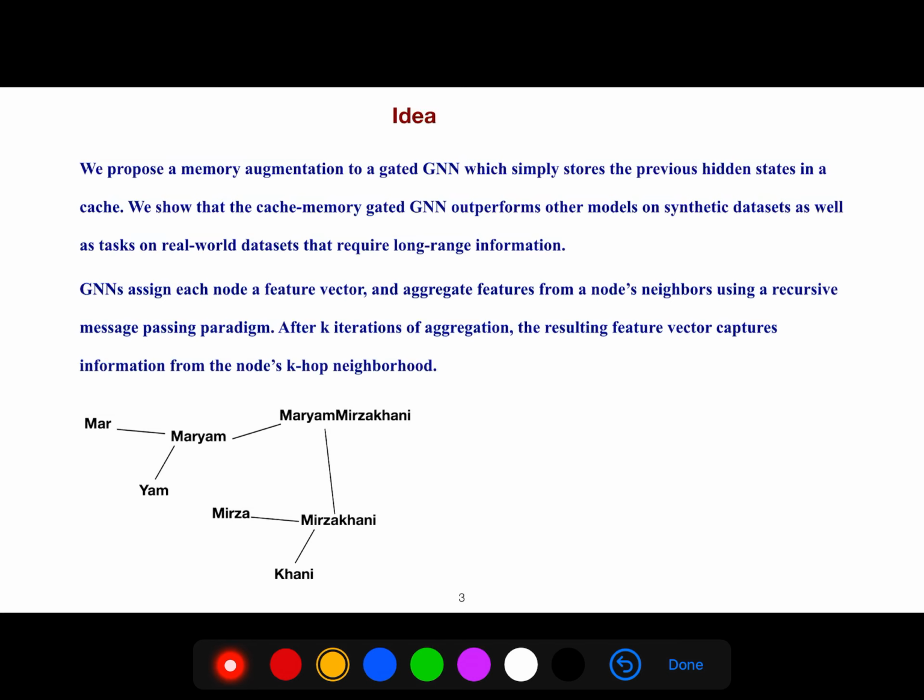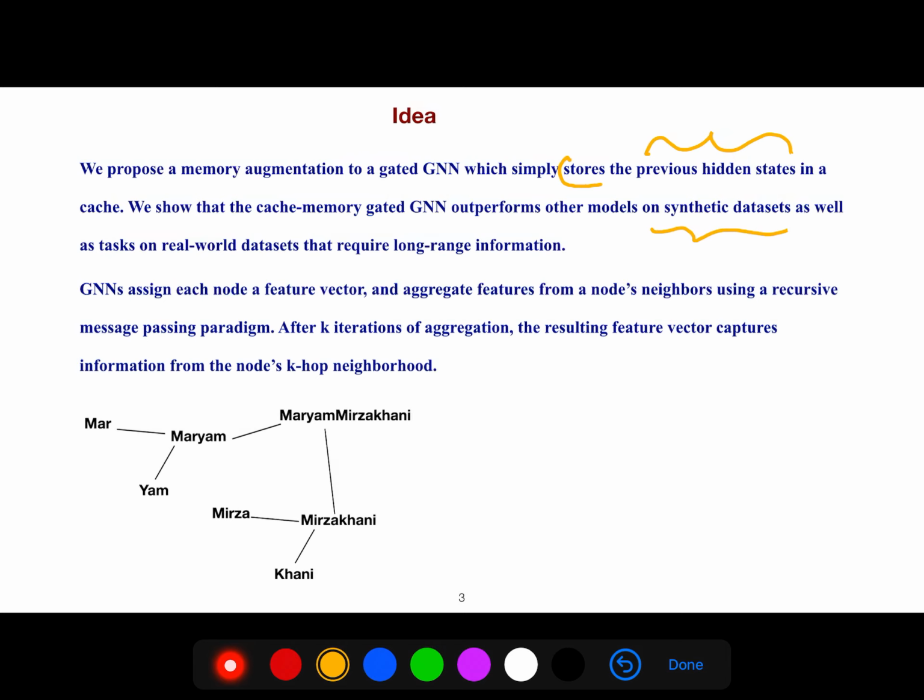So what is the idea? We propose a memory augmentation to a gated graph neural network which simply stores the previous hidden states in a cache. So it stores all hidden states H1, H2, H3 in a cache. We show that cache memory gated GNN outperforms other models on synthetic datasets as well as tasks on real-world datasets that require long-range information.